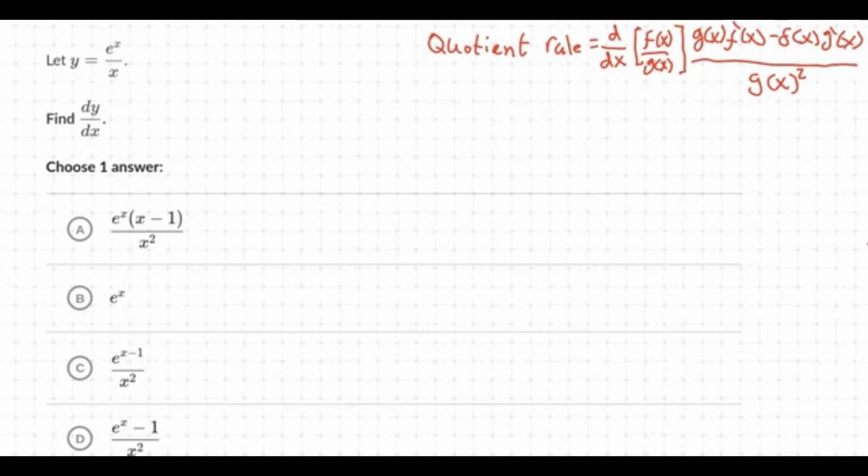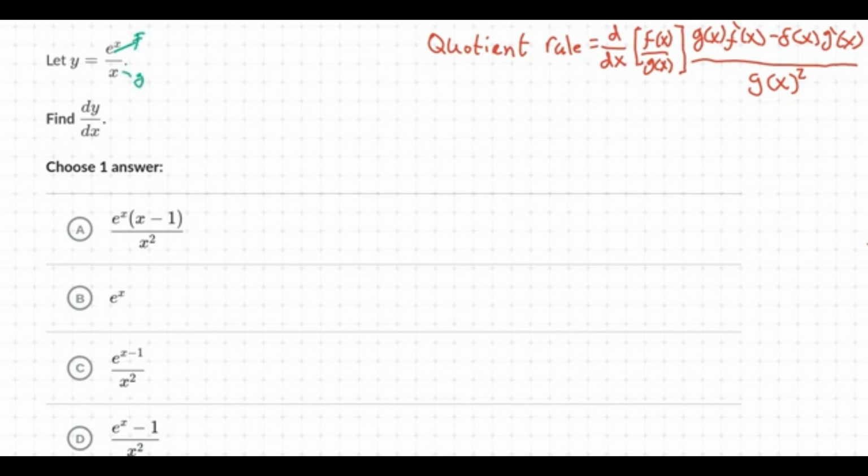Find the derivative of y equals e to the power of x over x. So in this situation we will be using the quotient rule, which is the derivative of f(x) over g(x) is g(x) multiplied by f prime minus f multiplied by g prime over g squared. So as we can see, let's first label the fraction. The top part of the fraction is called f and the bottom one is called g.